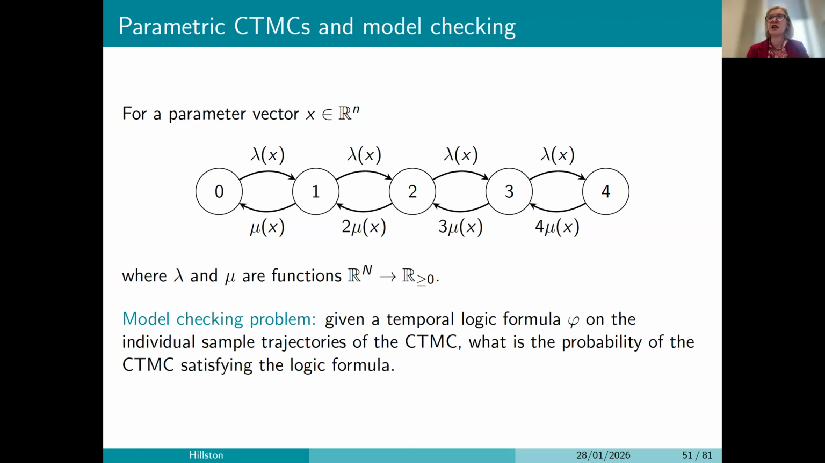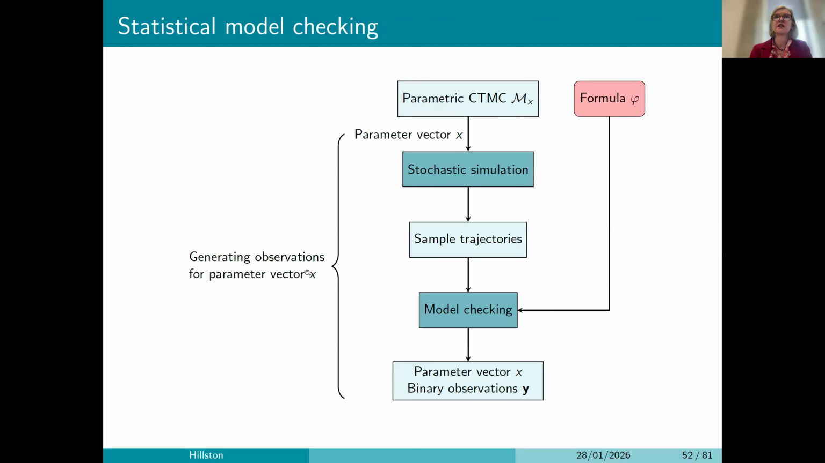If we look at the model checking problem, remember that we've got a logical formula that we are evaluating against single trajectories to know the probability that the CTMC satisfies the formula. Once we're into a parameterized CTMC, what we're looking at is a surface for that parameter, and the probability of satisfying the formula over that surface. So we get a distribution over the surface. For an individual, if we pick a particular parameter x, we run a stochastic simulation, generate sample trajectories, carry out some model checking, and then we get those binary observations.